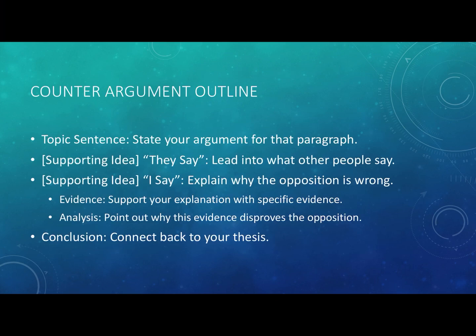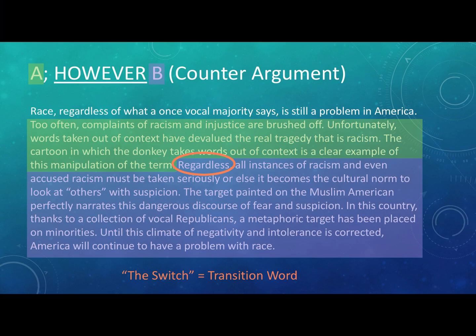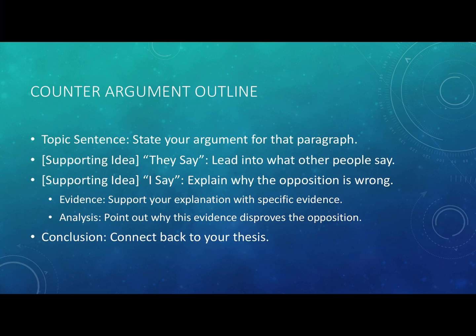First and foremost, you want to start with that topic sentence where you're stating your argument. So if we go back quickly, my topic sentence was that race, regardless of what a once vocal majority says, is still a problem in America. That is my topic sentence. Notice I haven't jumped into what they say yet. I am starting my body paragraph with the argument I intend to make by the end of it. Okay? Then my first supporting idea is that they say. I'm going to present evidence from a source that I disagree with or some form of opposition, and then go into the I say.